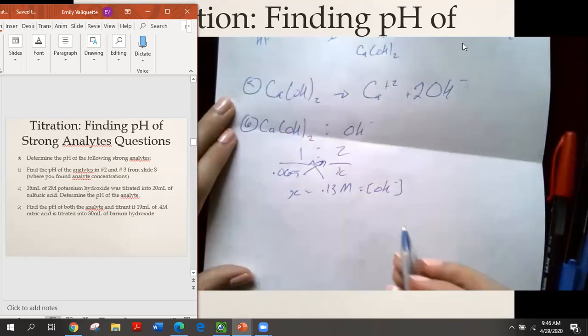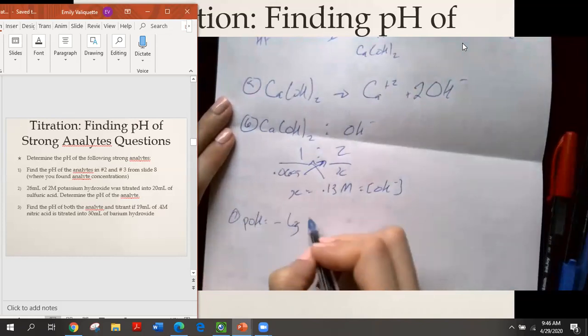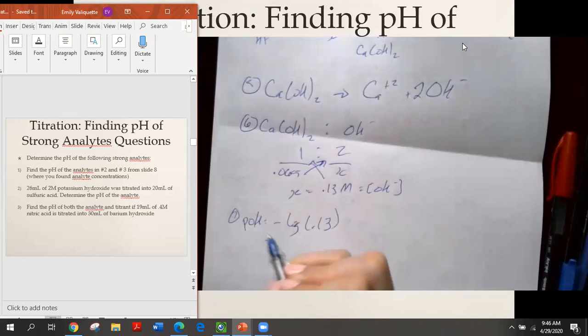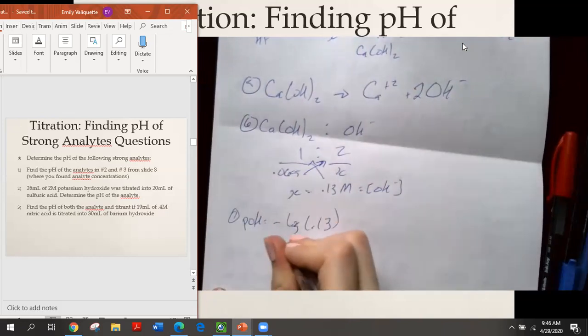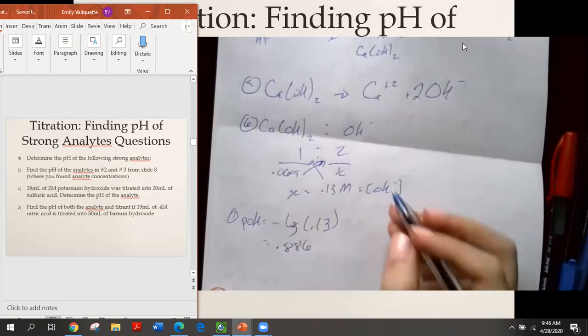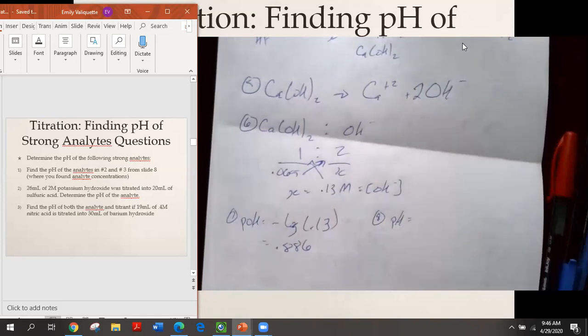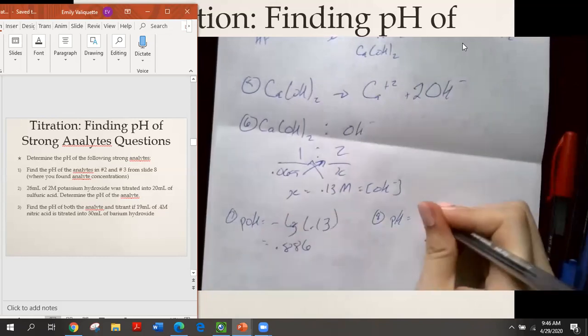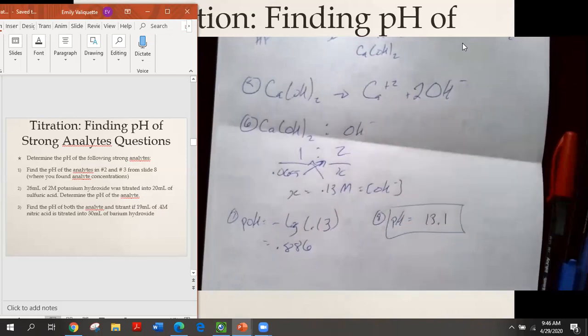Now that we know that, we can plug it into our pOH, take the negative log of that, and get 0.886 as the pOH, and then of course just subtract it from 14 to get 13.1 as the pH. Okay, so try the next 2 on your own and then come back to the answers.